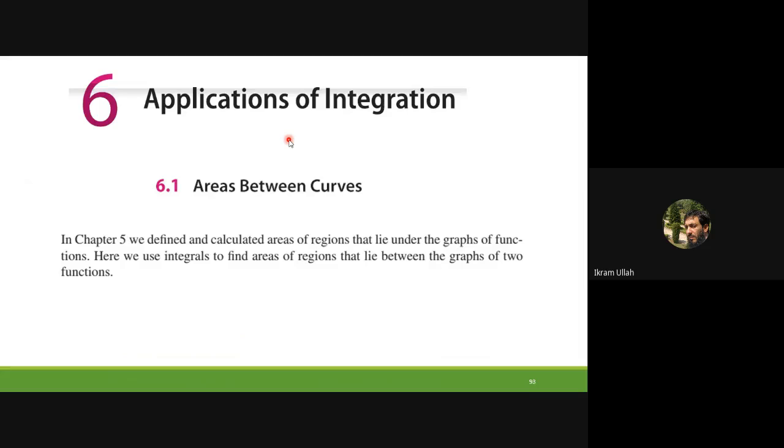In this lecture, we discuss the application of integration. This is basically chapter 6, and we have to discuss only section 6.1, which is related to area between the curves. In chapter 5, we defined and calculated areas of a region that lies under the graph of a function. Here we use integrals to find areas of a region that lies between the graphs of two functions.